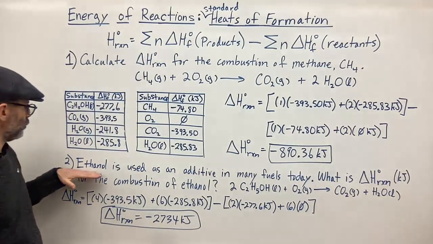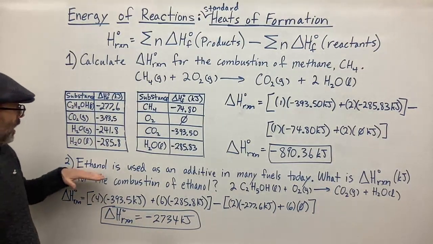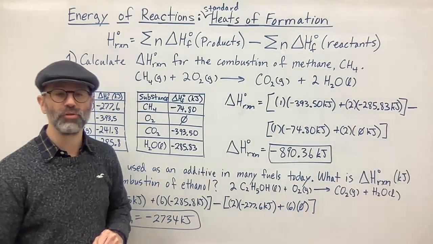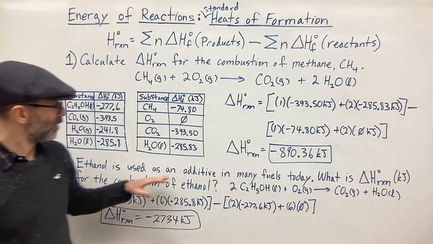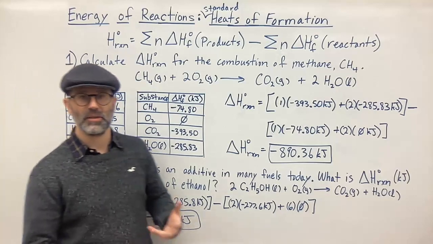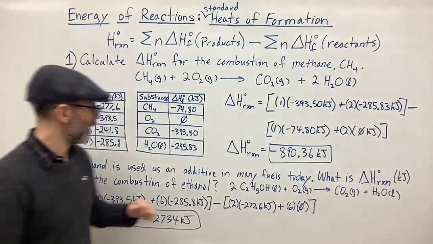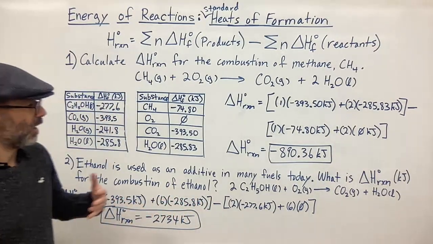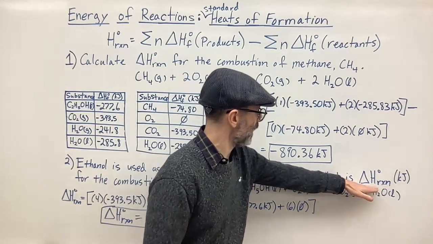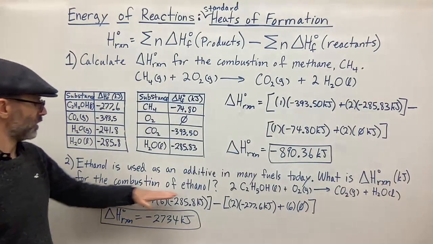Problem number 2 is similar to problem number 1, but instead of methanol, I'm given ethanol. Ethanol is used as an additive in many fuels, to avoid what is called knocking in your gasoline and to get a cleaner burn. So the question is, what is the standard heat of reaction in kilojoules for the combustion of ethanol?